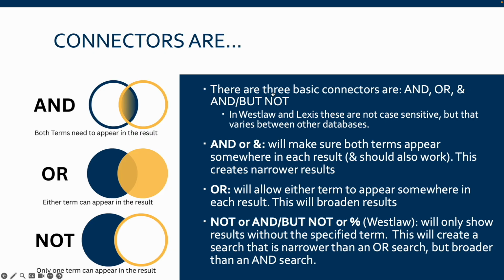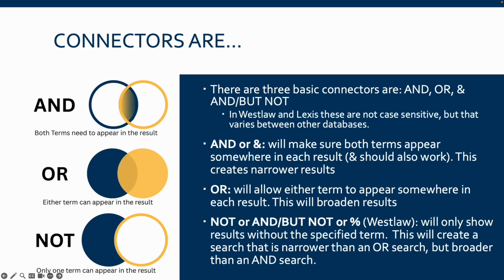For instance, "and" will make sure both terms will appear somewhere in each result. As you can see from the diagram, this will greatly limit results. The use of "or" will allow either term to appear somewhere in the results, but it doesn't have to be both, so this search creates the broadest search, as you can see from the diagram.